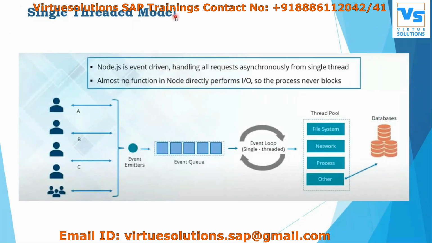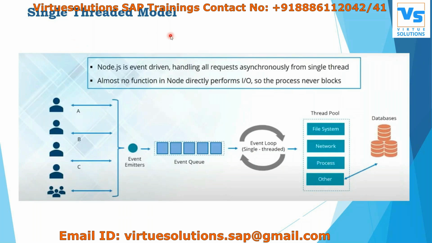This is how Node has become very popular in the market, and Uber is completely working based on Node.js. Now, Node.js is event driven. You see, it is going inside the loop, handling all the requests asynchronously from a single thread. Almost no function in Node directly performs input/output, so the process never blocks. It is going inside the loop and it will never block. That is the reason Node has become very popular in the market.